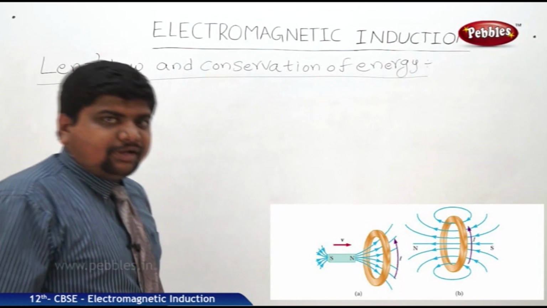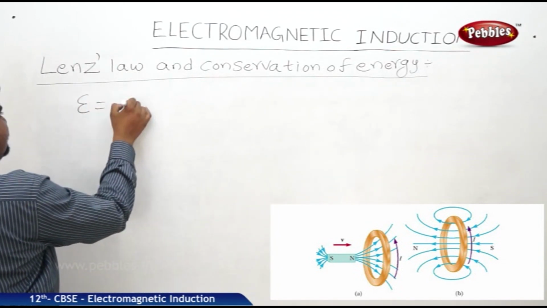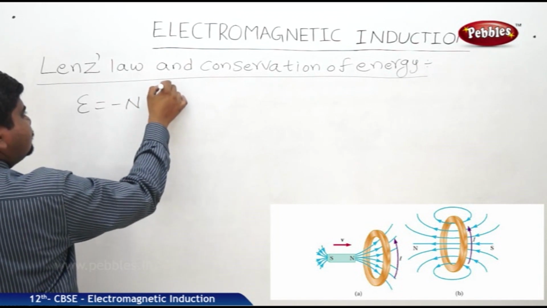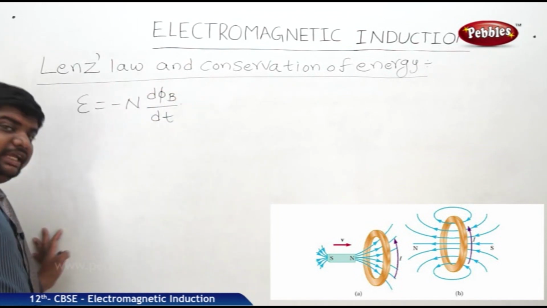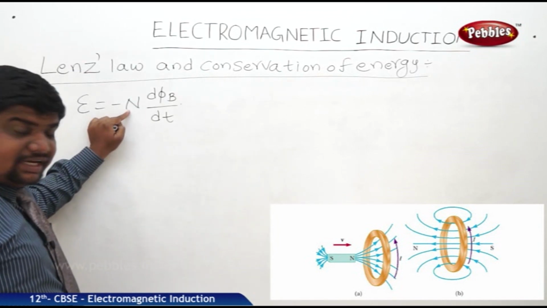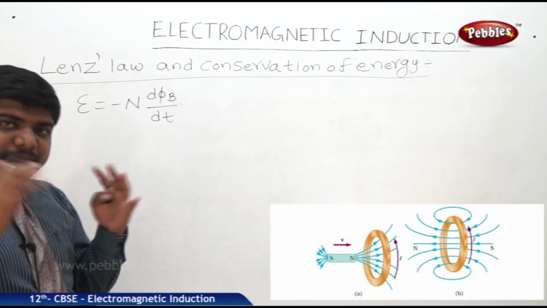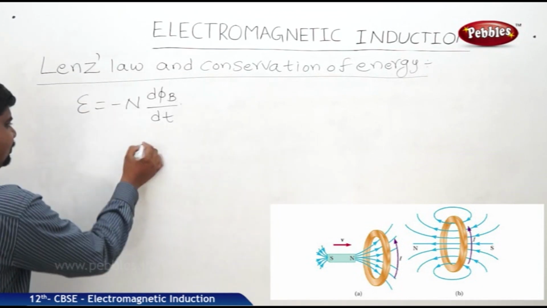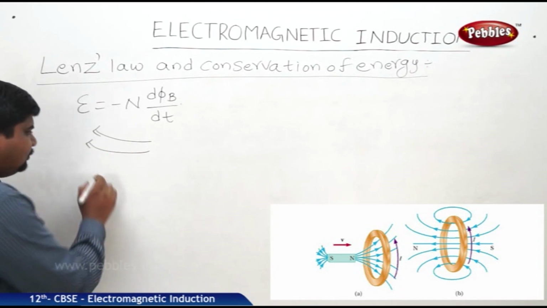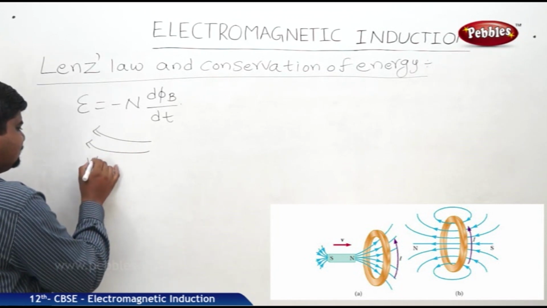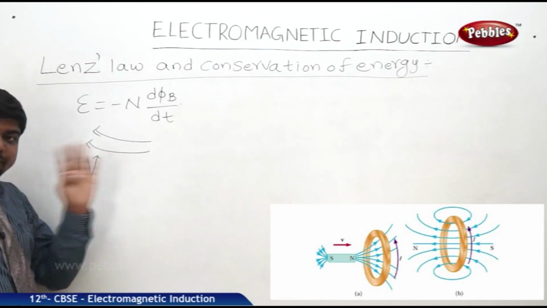What is Lenz's law? Initially, according to Faraday, we have written like this. EMF is equal to minus N into d phi B by dt, where N is equal to the number of turns. Minus indicates the opposite in direction. That means the flux direction is like this, and the galvanometer needle direction is also like this. They are facing each other with respect to oppositeness.